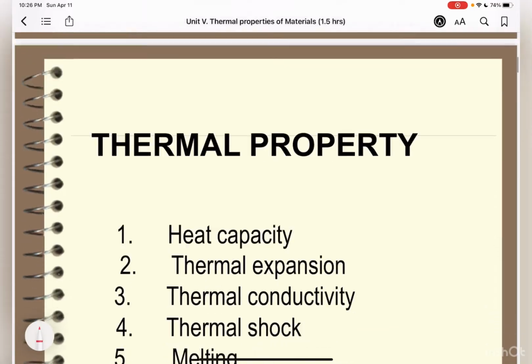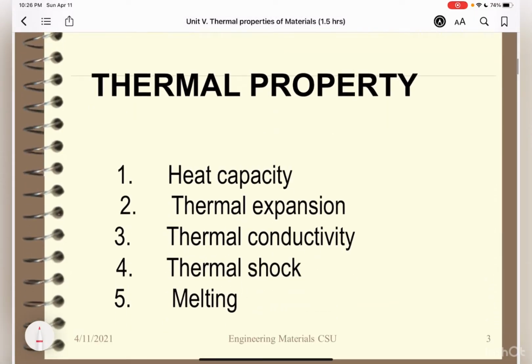Okay, so the topic for this lecture is thermal property. When we say thermal property, it means the response of a material to the application of heat. So definitely this is the response of a material to the application of heat.